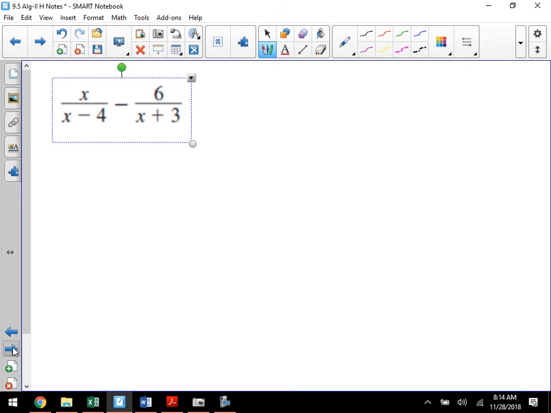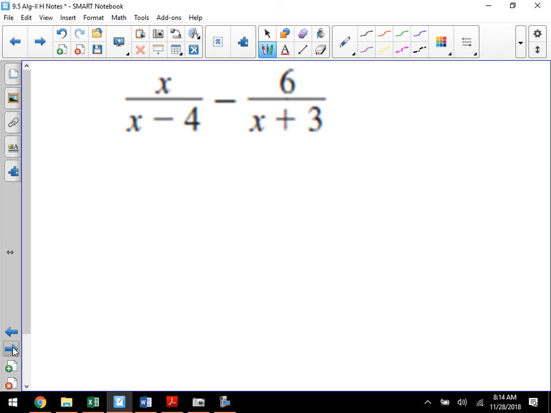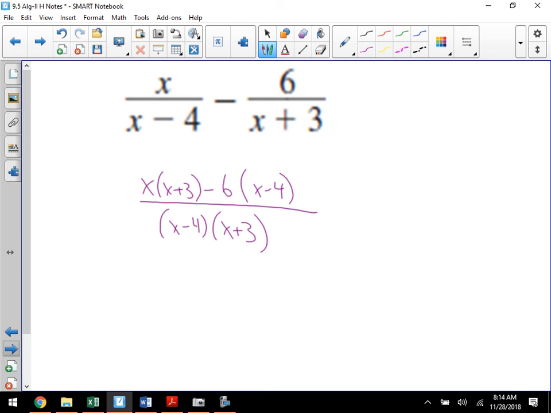So again, this one's not too bad. Can you factor anything in the denominators here? No. So you know what your common denominator is going to be right away. It's going to be x minus 4, x plus 3. The fraction on the left needs an x plus 3. And the fraction on the right needs an x minus 4. So let's see, we get x squared plus 3x minus 6x plus 24.